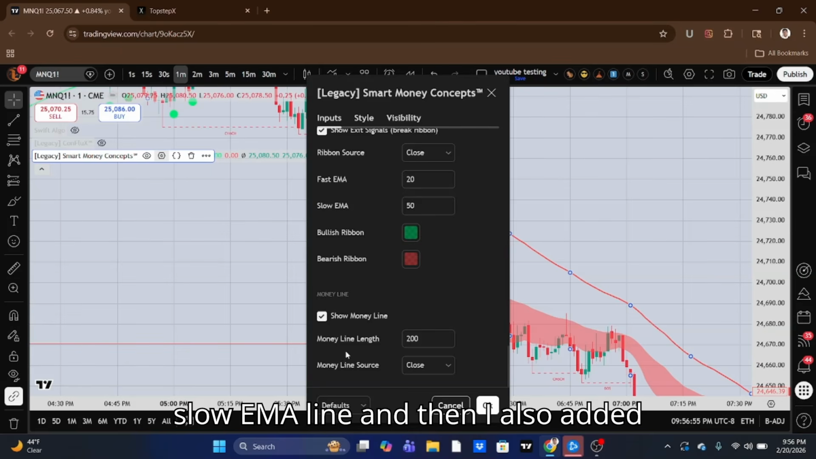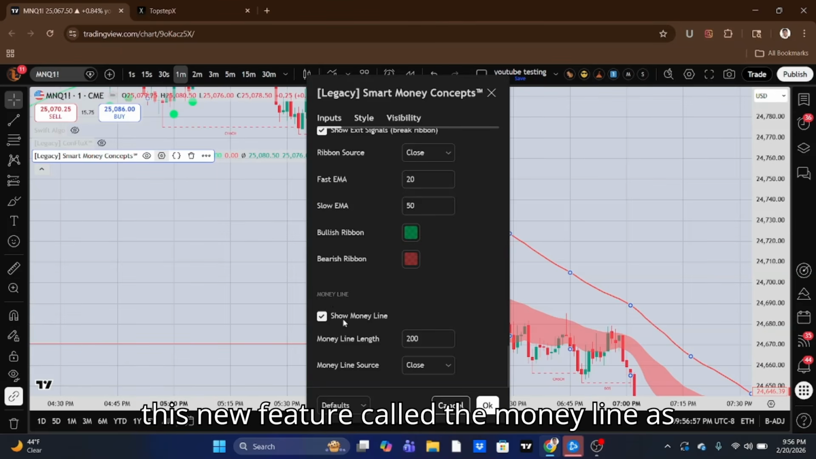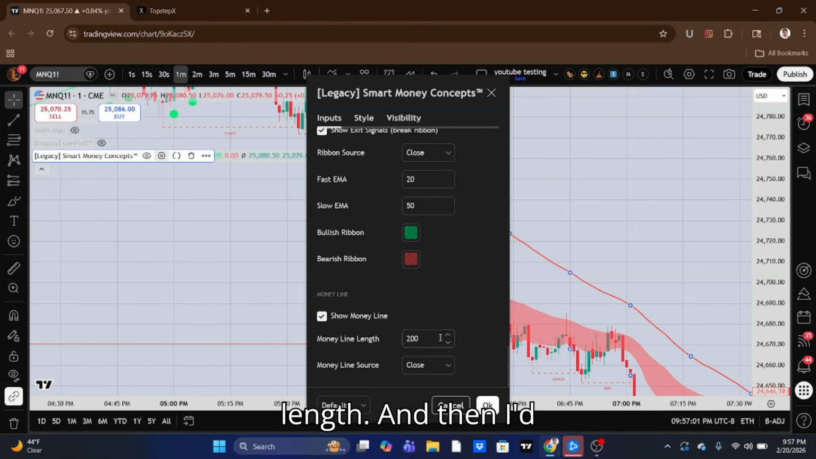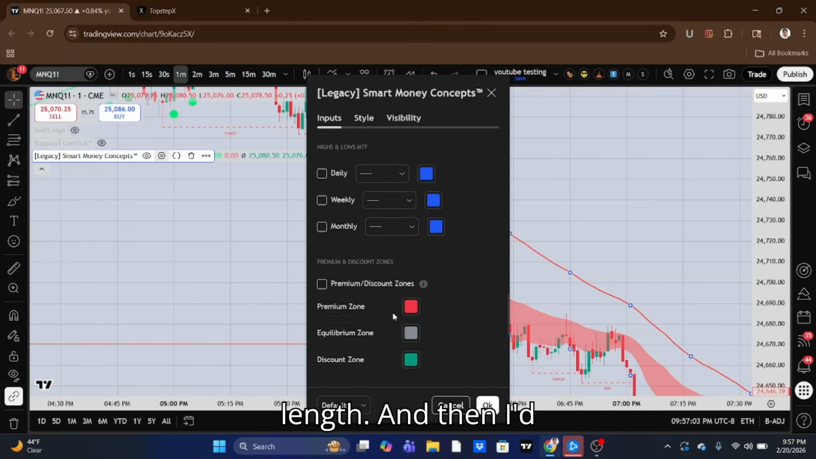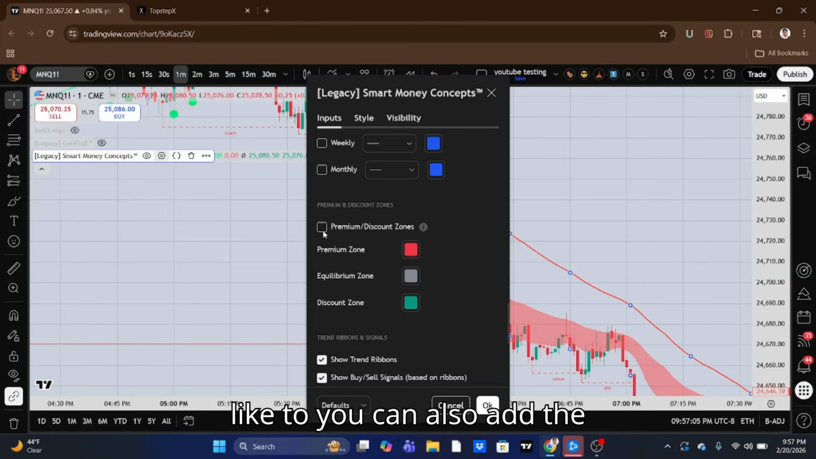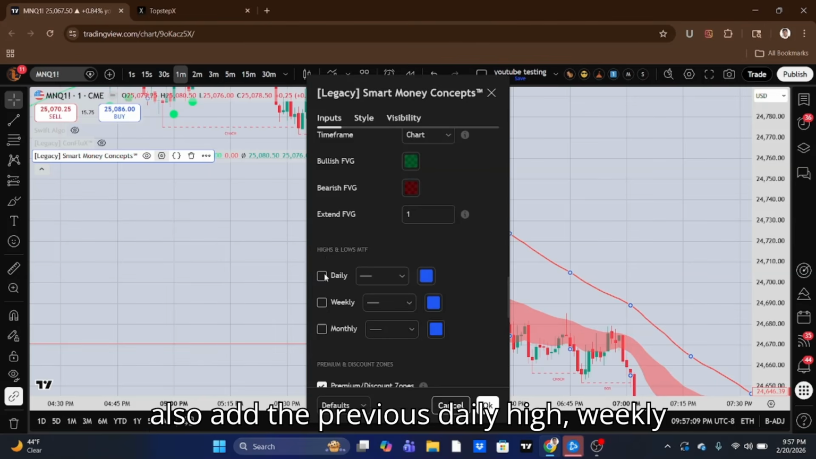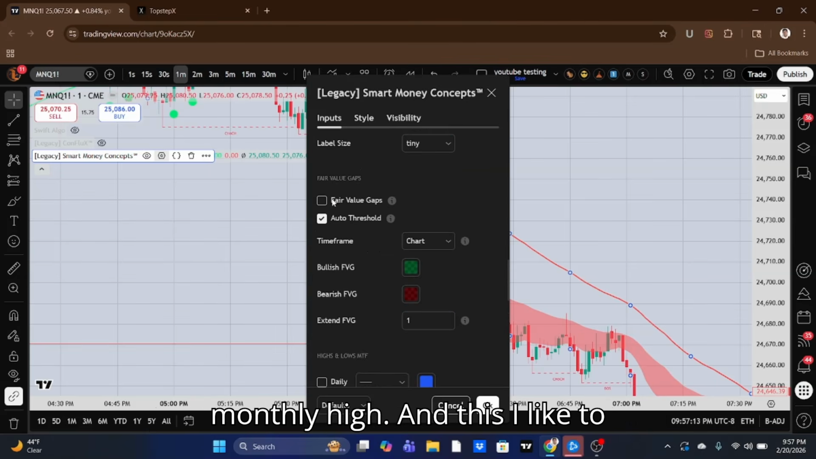And then I also added this new feature called the money line as well. You can change the money line length. And then you can also add the premium discount zones to see. You can also add the previous daily, weekly, monthly high. And this, I like to see the fair value gaps, and I like to make this 30 so I can see it clearly on the chart.